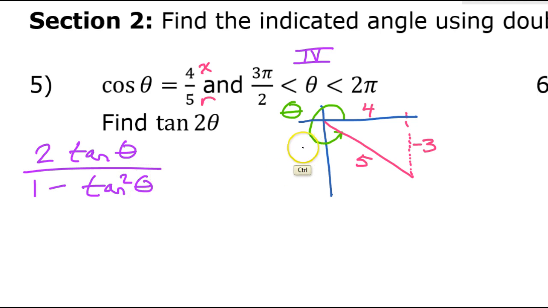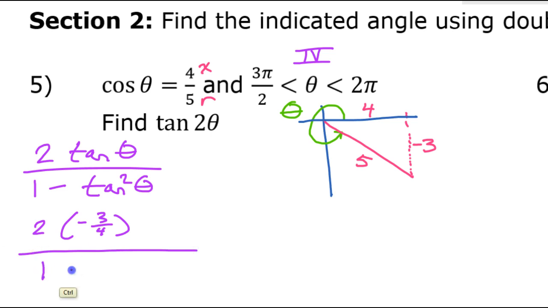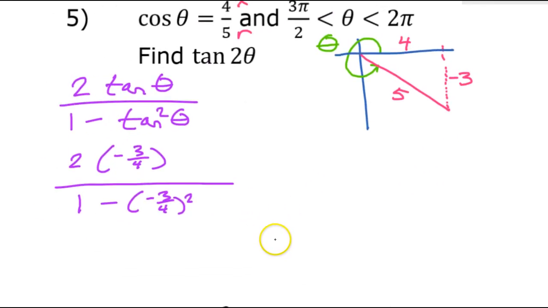So the question is, what is tangent theta? Well, tangent is y over x. So tangent is going to be -3 over 4. So this is going to be 2 times -3 over 4 over 1 minus -3 over 4 squared. So it's just a matter of simplifying this down.